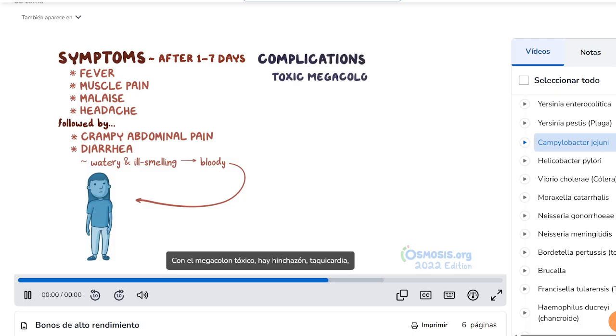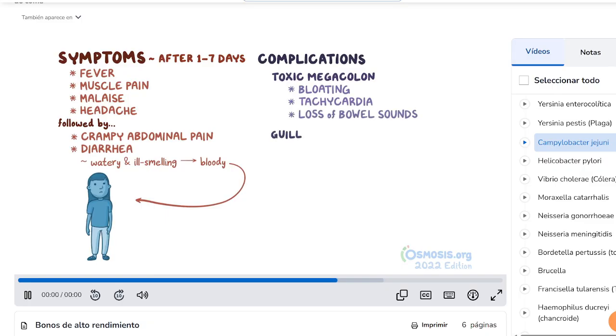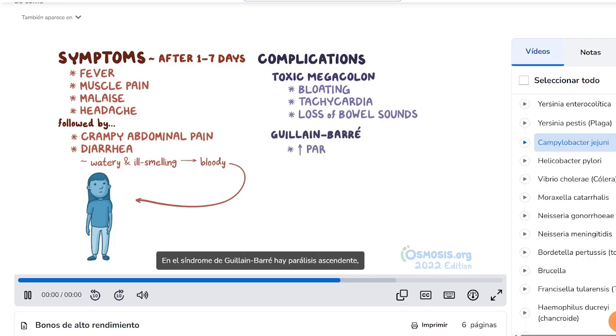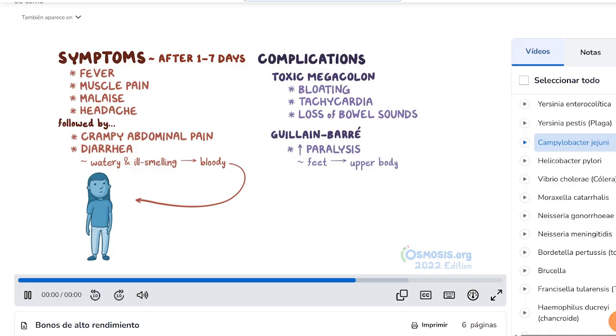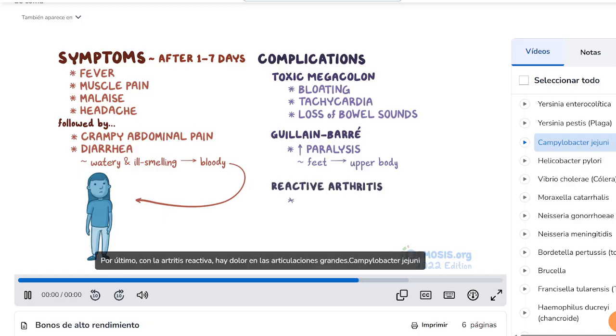With toxic megacolon, there's bloating, tachycardia, and possible loss of bowel sounds on physical examination. With Guillain-Barré syndrome, there's ascending paralysis, meaning it starts at the feet and then extends to the upper body. Campylobacter jejuni infection is actually one of the most common bacterial causes of Guillain-Barré syndrome. Lastly, with reactive arthritis, there's pain in large joints.